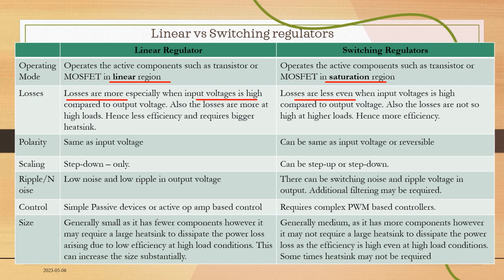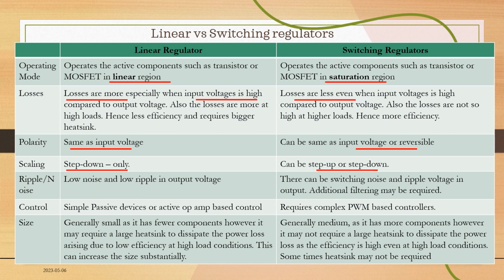The output of a linear regulator has the same polarity as that of the input voltage. Switching regulators can be designed to have the same polarity as the input voltage, or they can be designed to have a reverse polarity at the output. In a linear regulator, the output voltage is always stepped down from a higher input voltage. But in switching regulators, the output voltage can be stepped down or stepped up from the given input voltage.